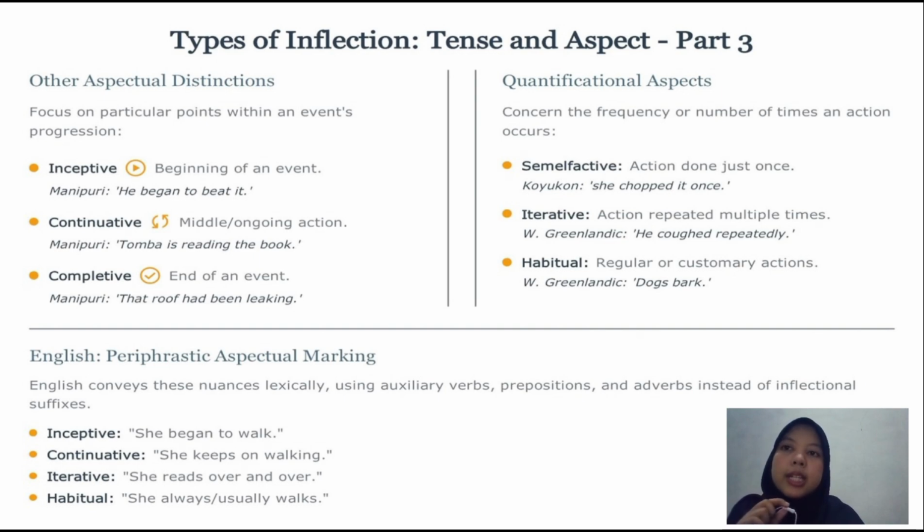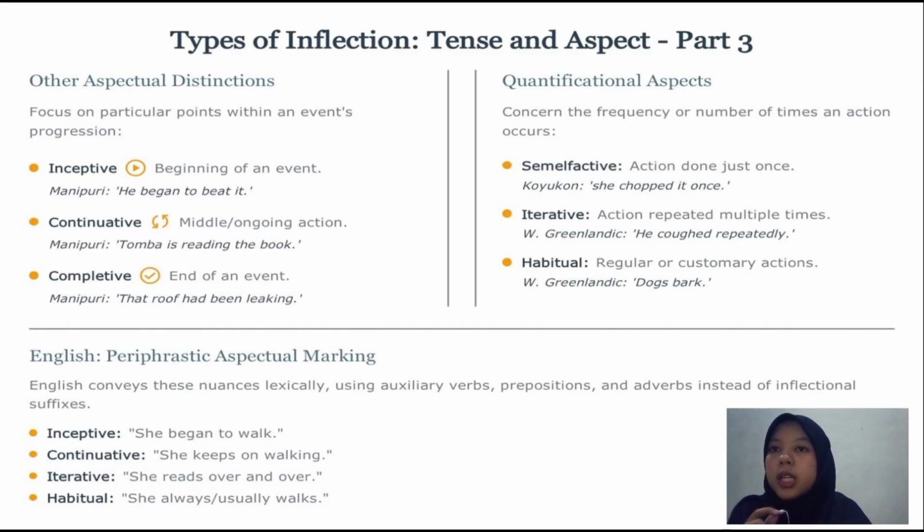The third, English characteristic aspectual marking. English does not mark aspect through inflection. Instead, it uses auxiliaries and lexical expressions. For example, inceptive. The sentence shows the beginning of an action. For example, she began to walk. It focuses on the moment when she starts walking, not the whole activity.